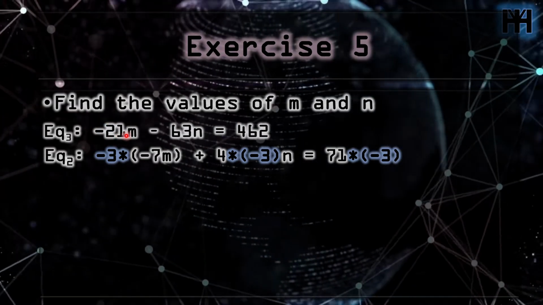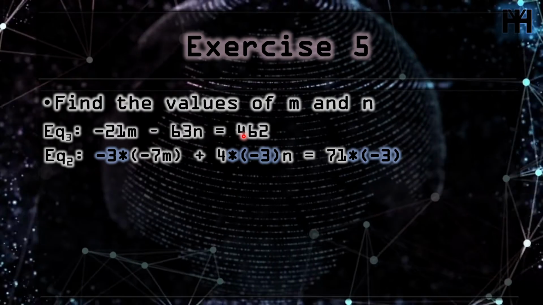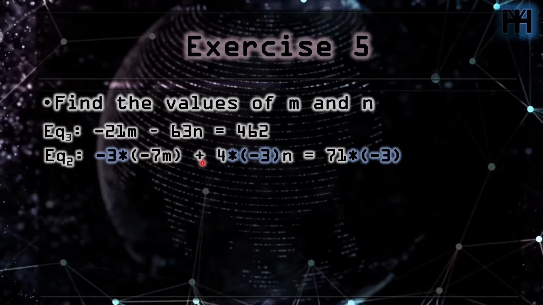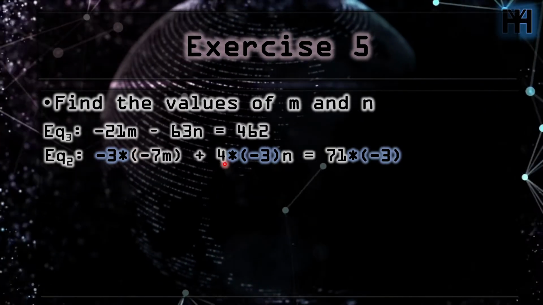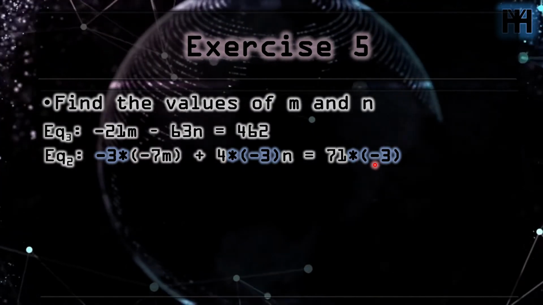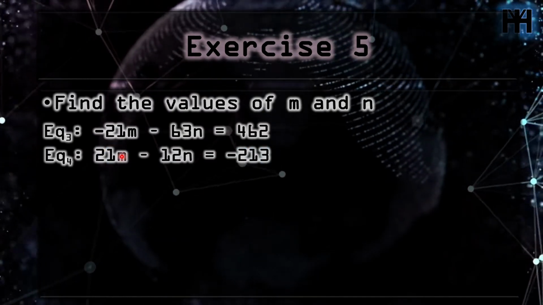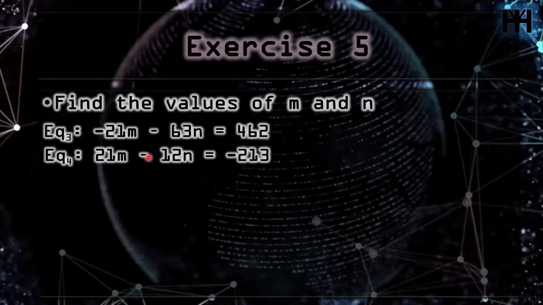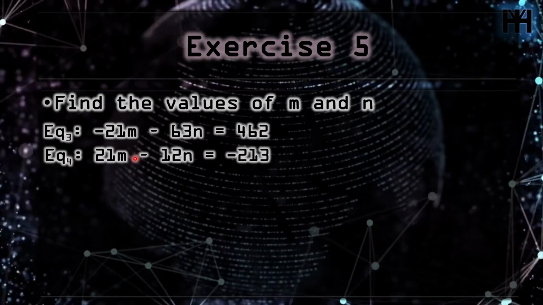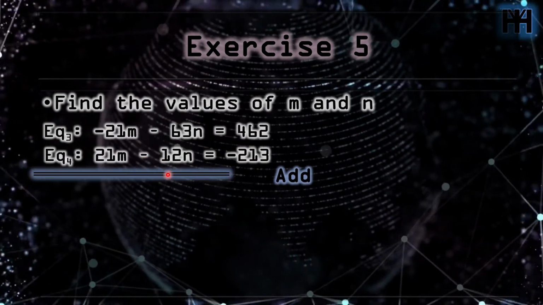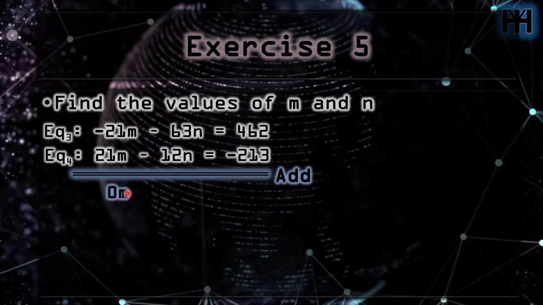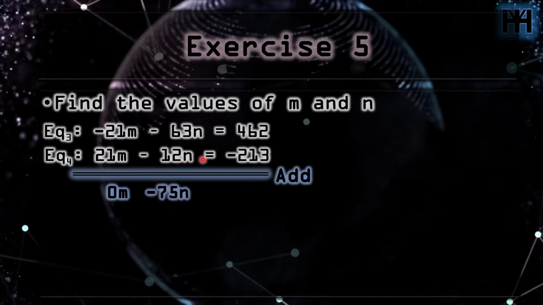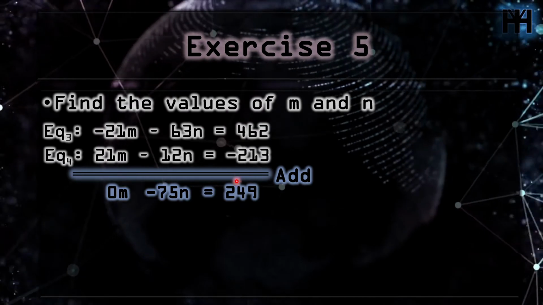So we will have negative 21m and minus 63n equal 462. And we will have negative 3 times negative 7. Remember, the negatives will cancel out each other, and 4 times negative 3 and 71 times negative 3. So they will be 21m minus 12n equal negative 213. So we can eliminate the m with the m. After adding them, we will have 0m, and negative 63 minus 12n, it will be negative 75n equal negative 249.